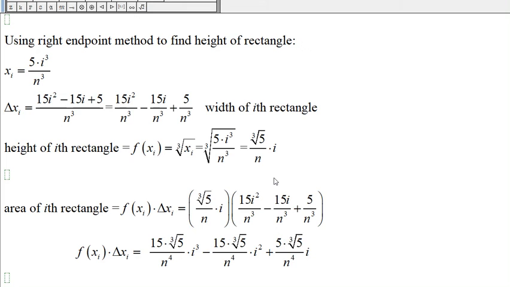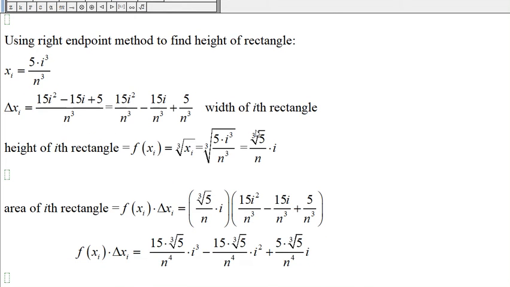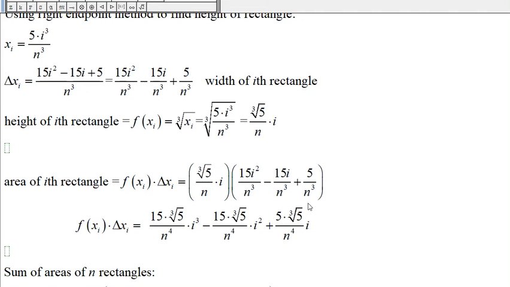And now let's find the area of the ith rectangle. So area would be the height times the width. But the width is just this right here. So the height is this expression, the width is this expression. And now let's multiply this out. And so this expression times 15i squared over n to the third, it'd be 15 times the third root of 5 divided by n to the fourth times i to the third. And then this expression times 15i over n to the third, it'd be 15 times the third root of 5 divided by n to the fourth times i squared. And then this expression times 5 over n to the third, it'd be 5 times the third root of 5 divided by n to the fourth times i. And so this is the area of the ith rectangle.